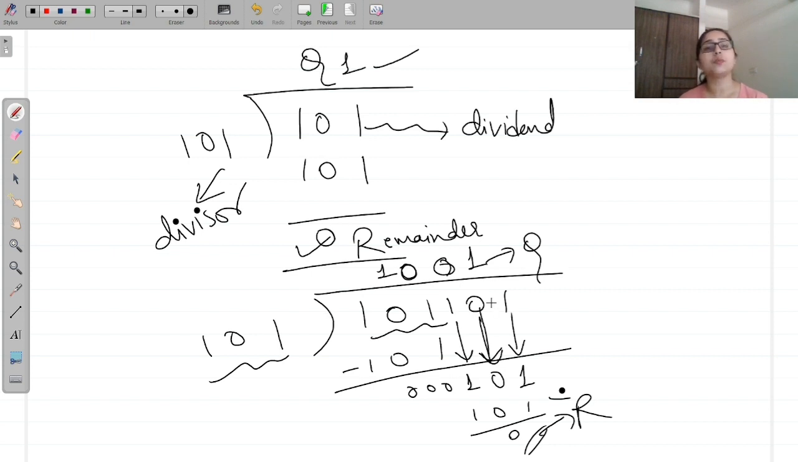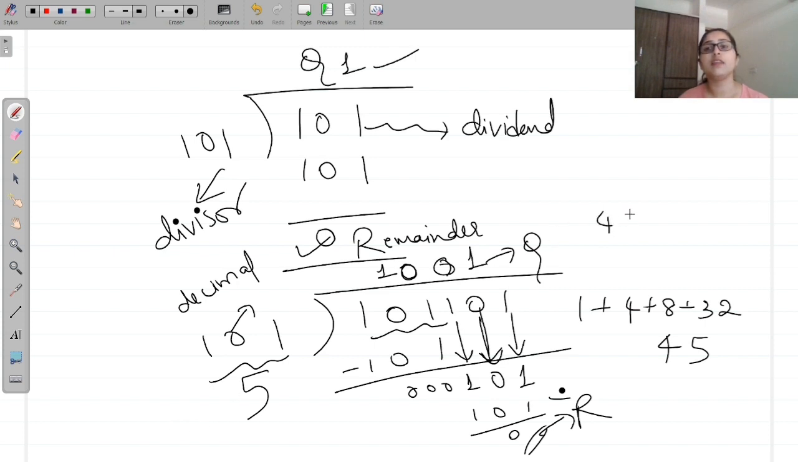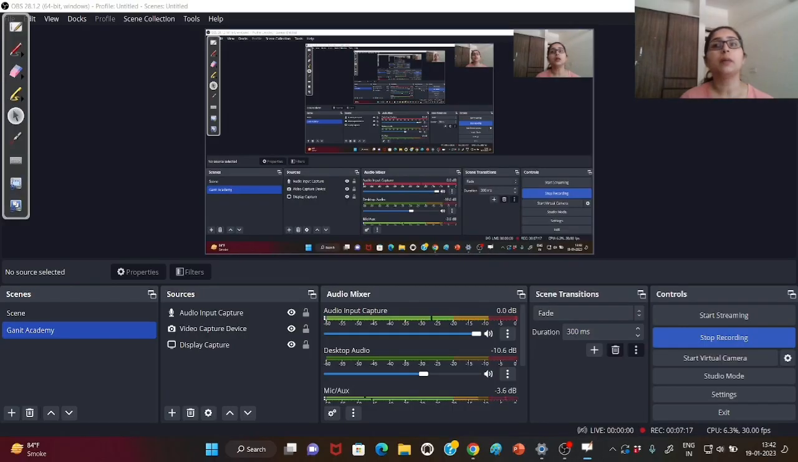So the verification process is to convert it to decimal. This is my 5. What about this value? It is 1, 2, 4, then you have 8, 16, 32. So 5 plus 8 is 13, 13 plus 32 is 45. So 45 divided by 5 is 9. So the quotient you have obtained, 1001, is 9. The remainder will be 0. So this is the verification process. So this is all about binary addition, subtraction, multiplication and division.